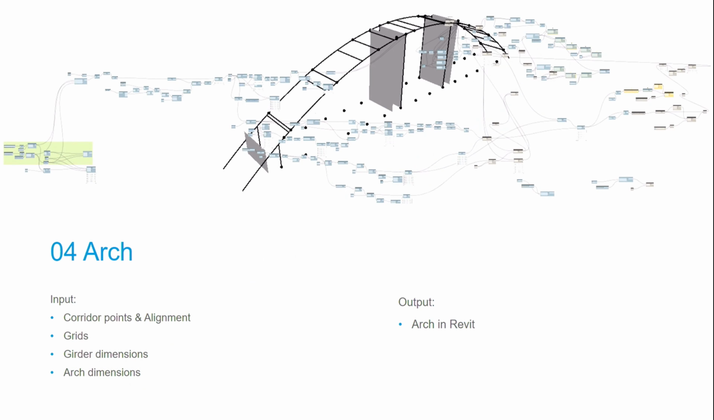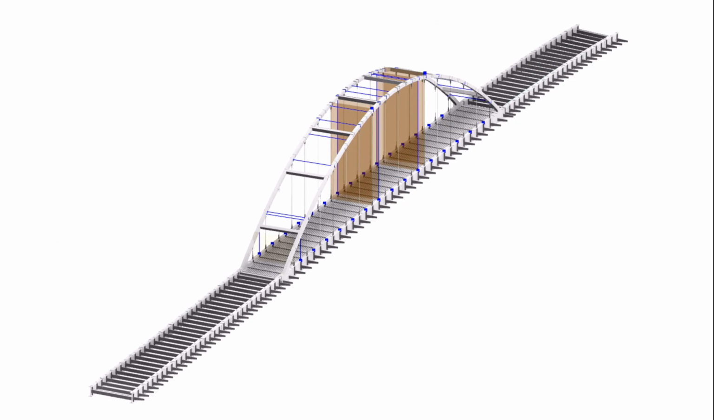Then the arch. The arch is a little bit different because the arch, while still connected to the alignment, is basically a separate element. It has separate parameters. So the input for this arch was the alignment, but we had to input a lot of extra inputs like girder dimensions and arch dimensions for this one as well. And this was the result.